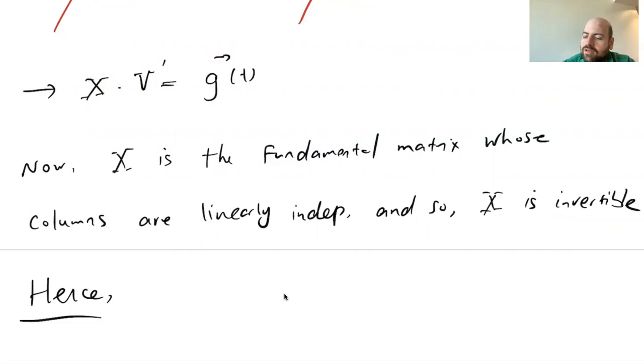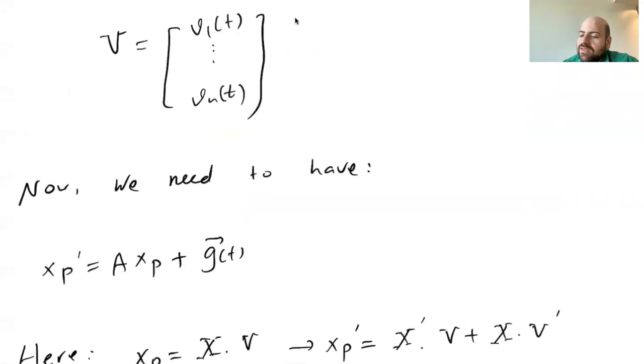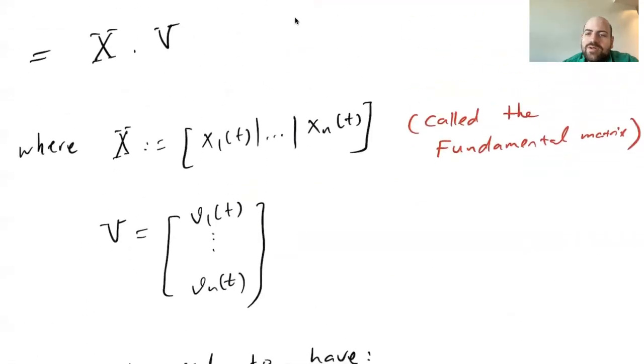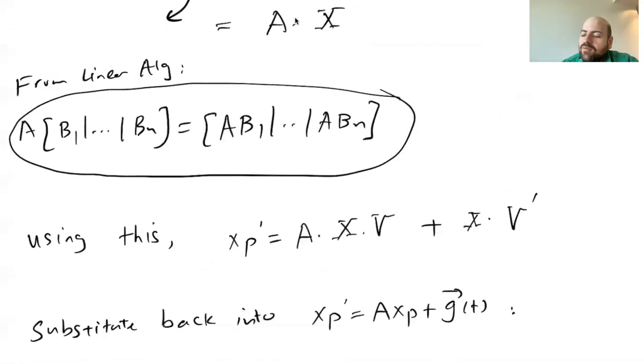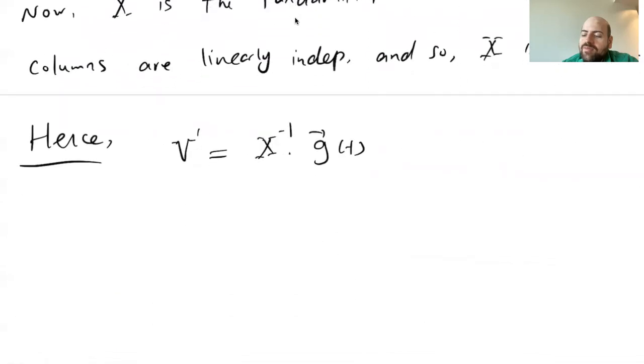So what can I conclude? I can conclude that capital V prime is equal to capital X inverse times G of T. Remember, our goal was to find V1 to Vn, which were the entries of this capital V. And we already found that capital V prime is capital X inverse times G of T.